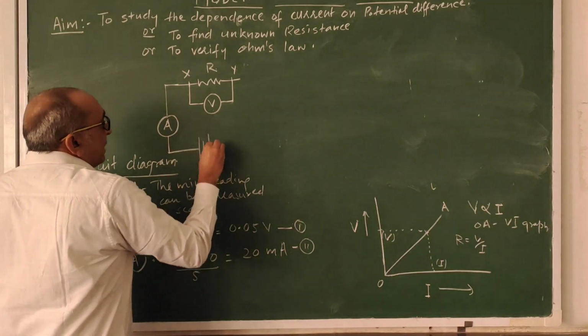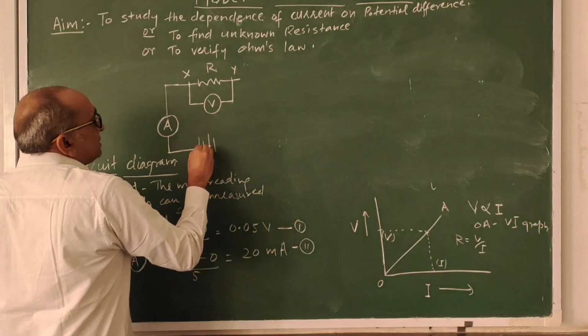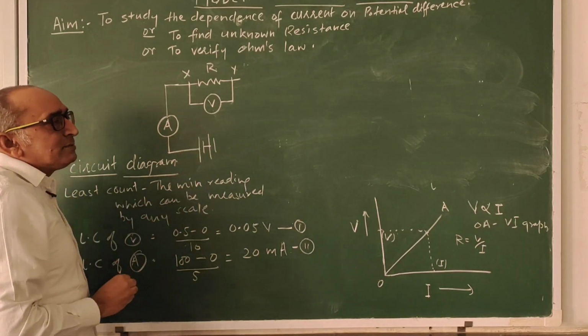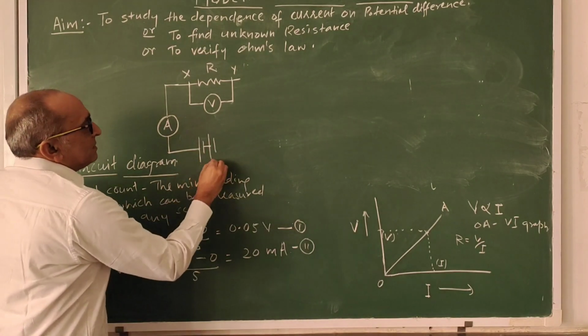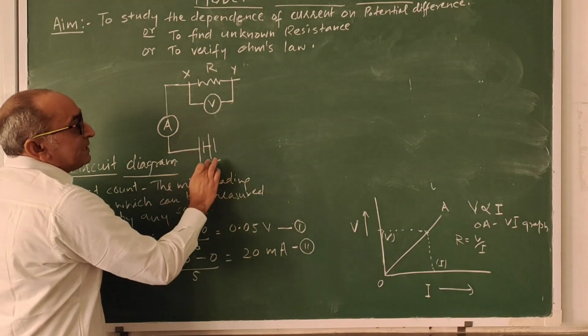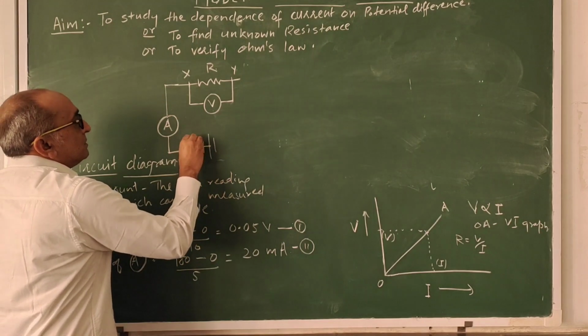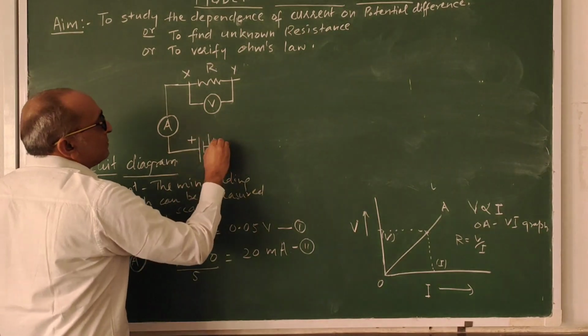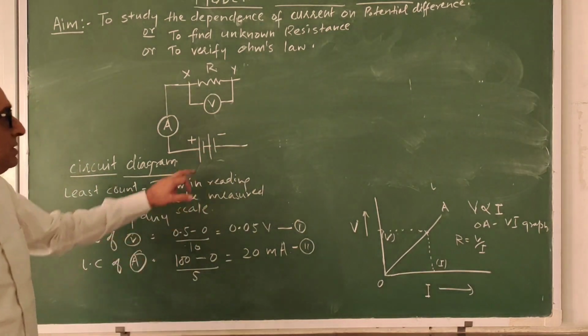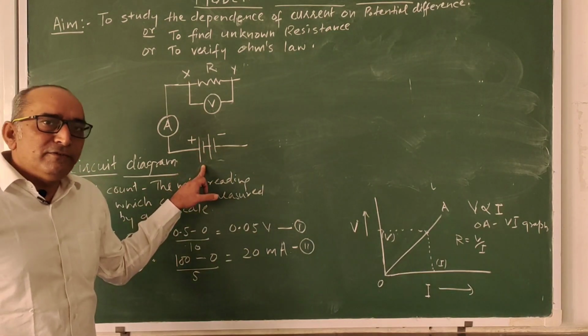Then we have this battery. The symbol of this battery is a bigger line and a smaller line connected in series. This one part is a cell, so this is basically a battery of two cells. The bigger line is positive and the smaller line tells you negative. So this is the source of potential difference.